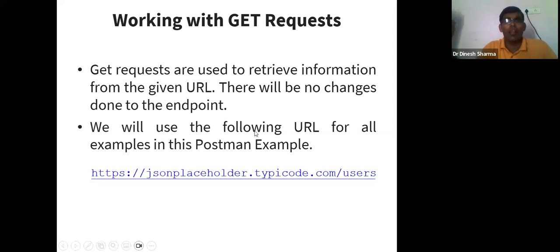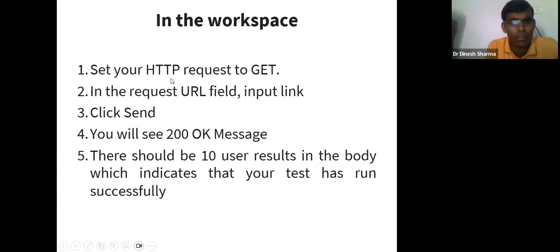This one, working with GET request. What you have to do is take a URL. You can take any URL or any API URL which you want to test in Postman. You can copy the URL and paste it in the URL section, and near the URL section we have the methods. So you can set your method: you want to send a GET request, or POST request, or any other request. Set your HTTP request to GET, input the link in the request URL field, and click Send. You will see a 200 OK message.